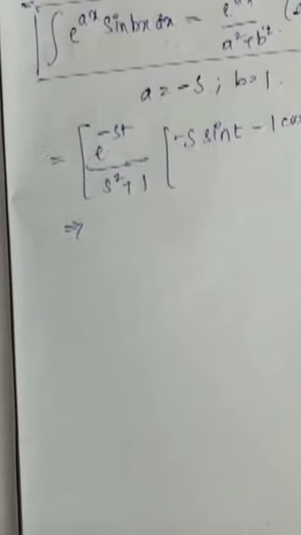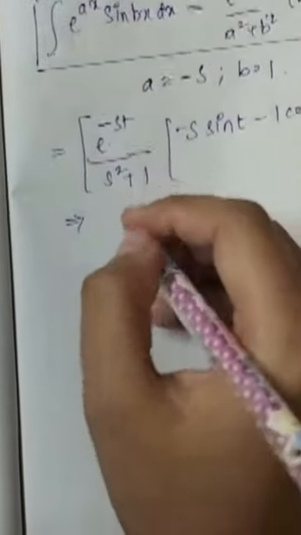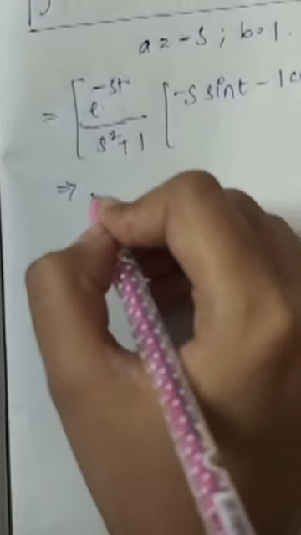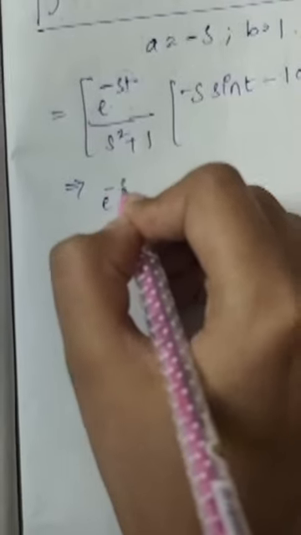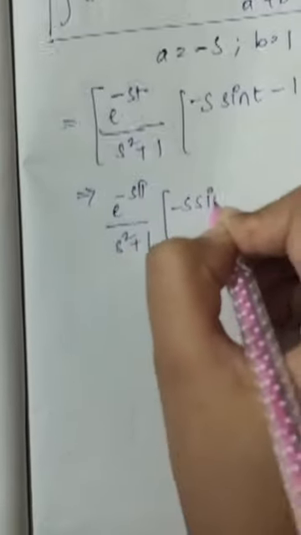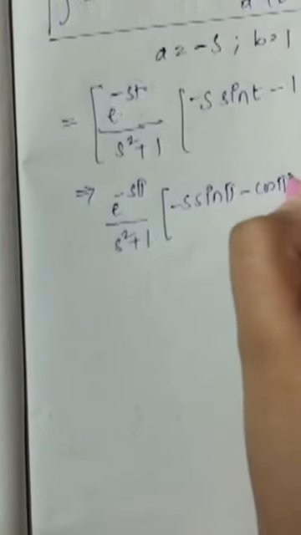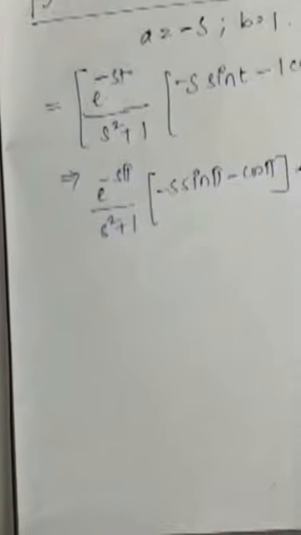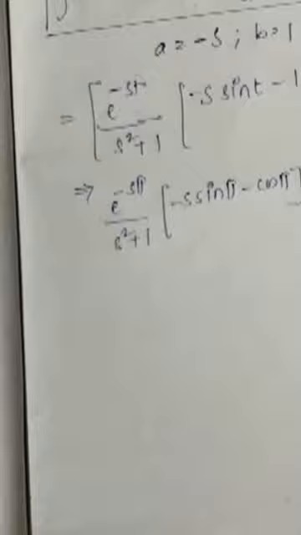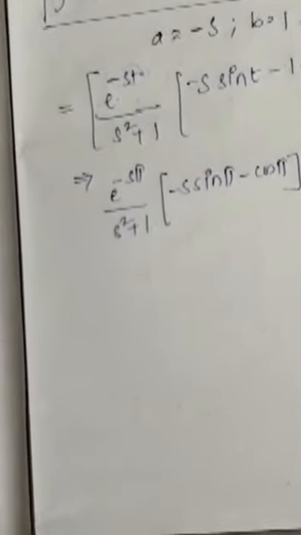So limits are there, 0 to pi. Done. Now we will apply the limits. In place of t we have to apply pi. That means we get e power minus s pi by s square plus 1 into minus s sin pi minus cos pi. Now minus lower limit: e power 0 by s square plus 1 into minus s sin 0 minus cos 0.